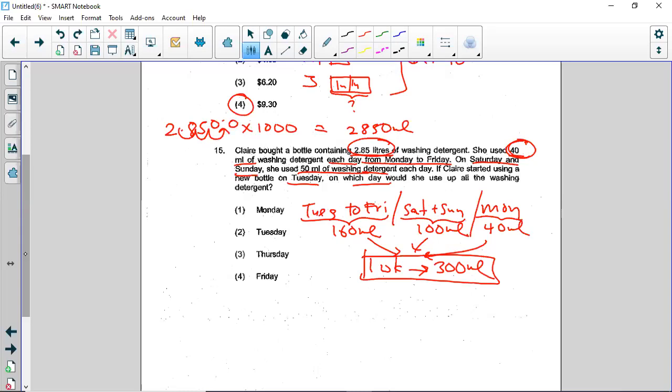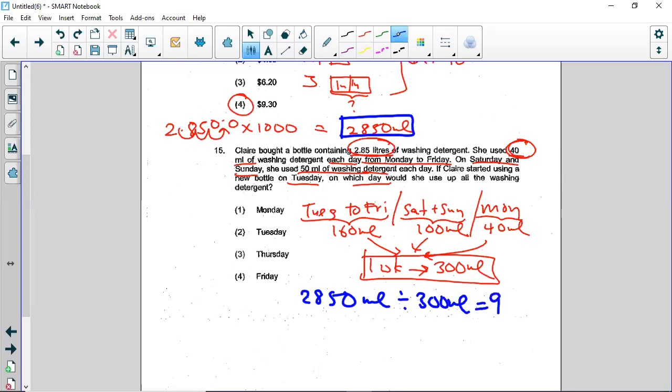So how many weeks make up so much? You take 2,850 ml and then divide by 1 week, which is 300 ml. Okay, then you do some division. You will get 9. Okay, 9 weeks already, right? And then there's a remainder. What's the remainder? The remainder is 150 ml.